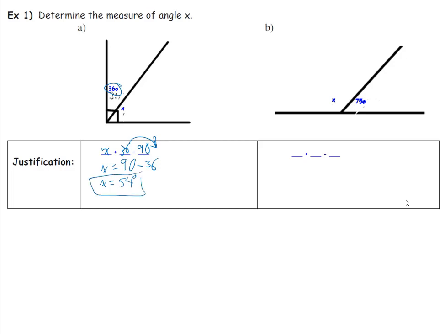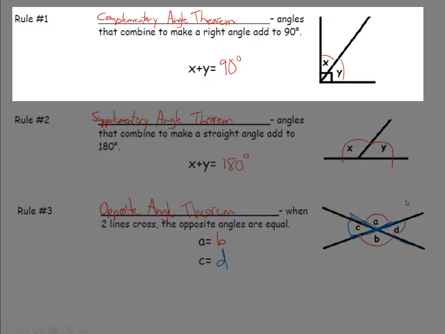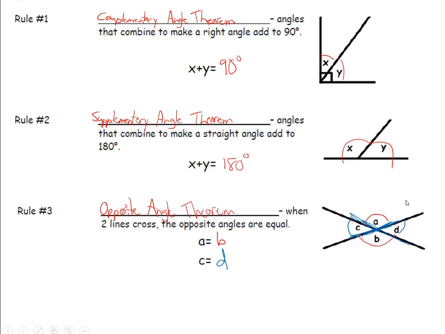Done. Easy peasy. Oh, we have to justify it. What's the rule called? If I actually go back a slide, where's the one with my corner? It's rule number 1, complementary angle theorem. Okay, so for short, we'll put CAT, because the cat's in the corner. If that helps you remember, complementary angle theorem, CAT, cat in the corner.